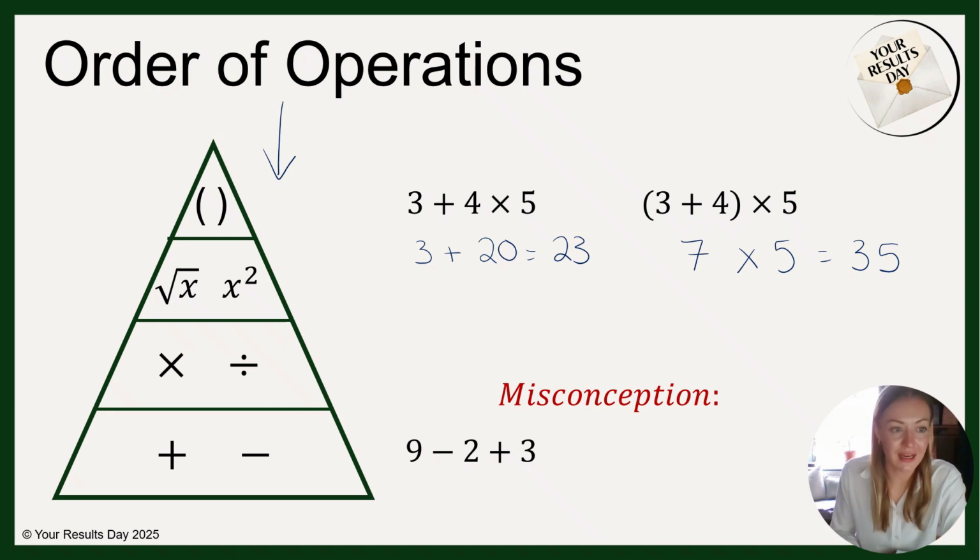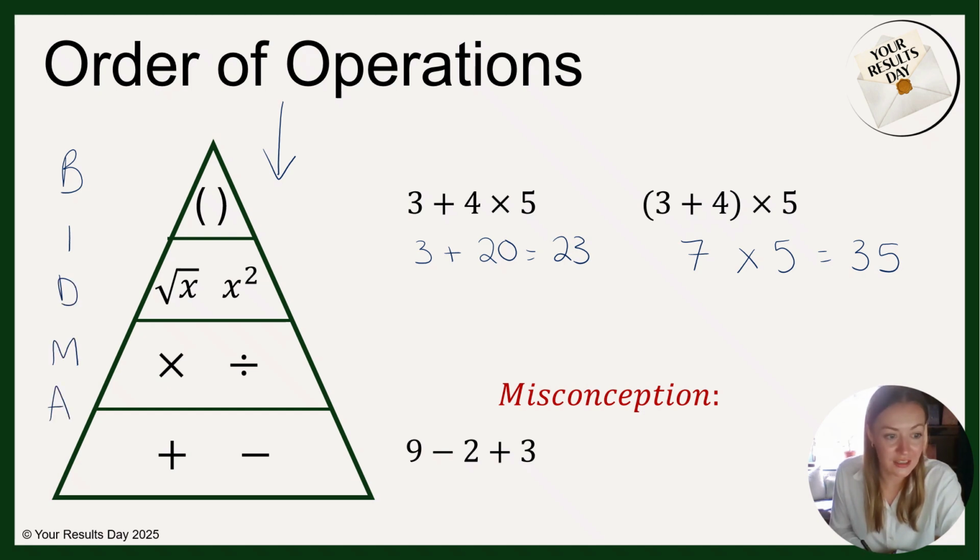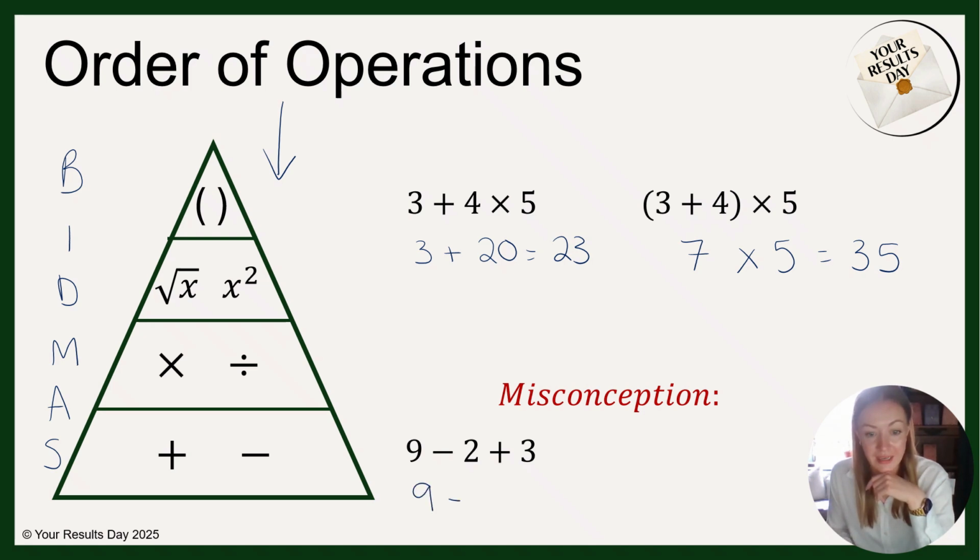If you take BIDMAS quite literally in the order and do brackets, indices, division, then multiplication, then addition, and then subtraction, you would assume in this question that you do the addition first, meaning you would do 9, take away, and then this addition, 2 plus 3 is 5. That would suggest the answer is 4.